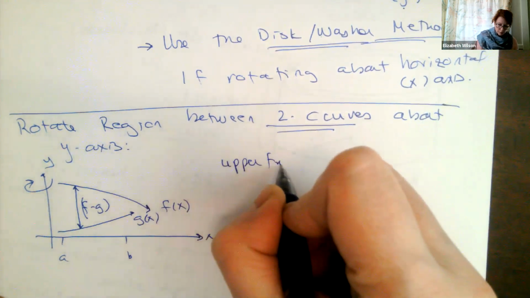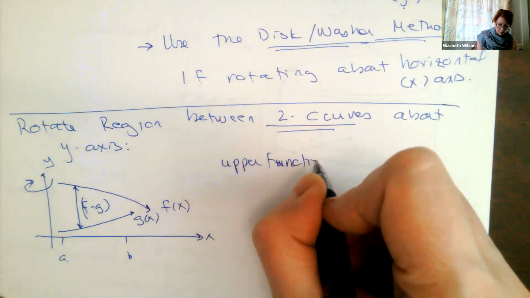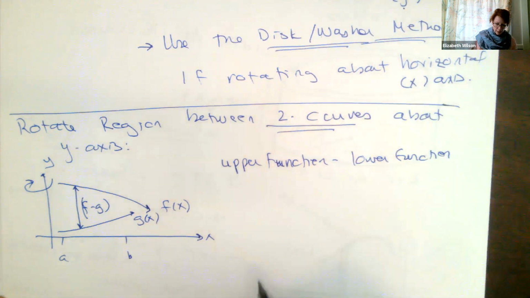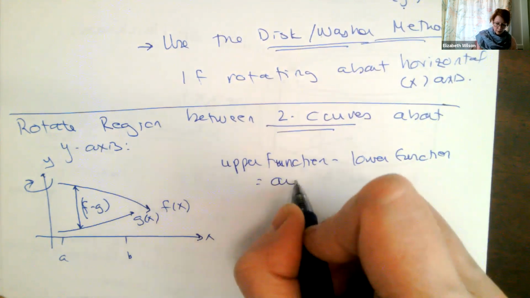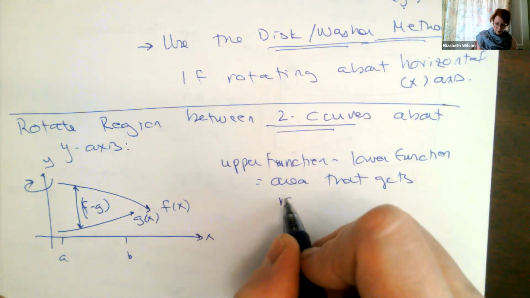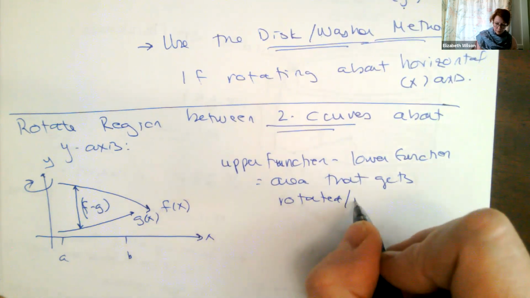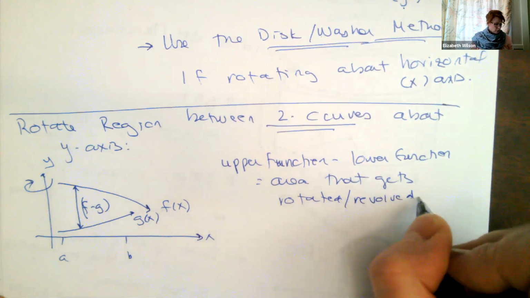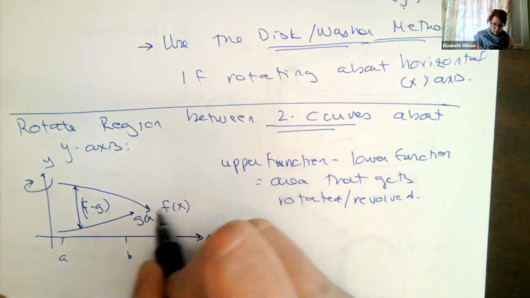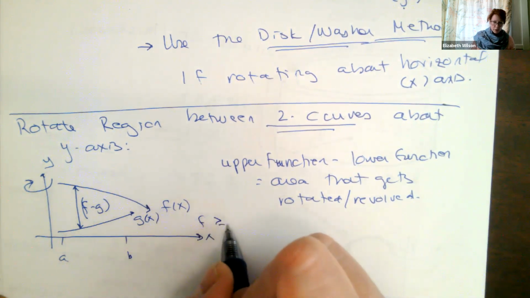Upper function minus lower function, okay, to get the height, to get the area that gets rotated or revolved. Okay, so basically, this is the case where we do f minus g, because f is greater than or equal to g, right?